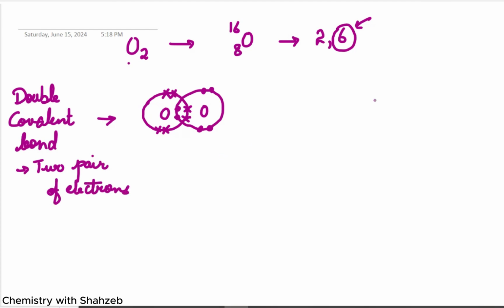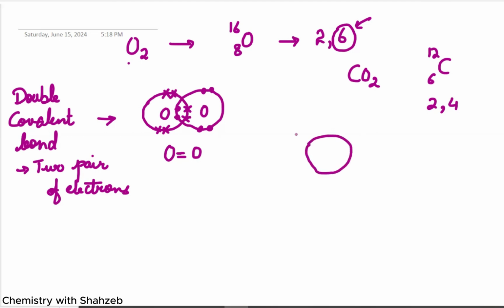Okay, so let's take another example of carbon dioxide. First of all, oxygen is represented as O double bond O, like this. Carbon dioxide: first of all, let's discuss carbon. Carbon is C612, it is 2, 4. So it needs 4 electrons to complete its outermost shell. So carbon is going to make two double covalent bonds with oxygen like this. This is oxygen and this is carbon.